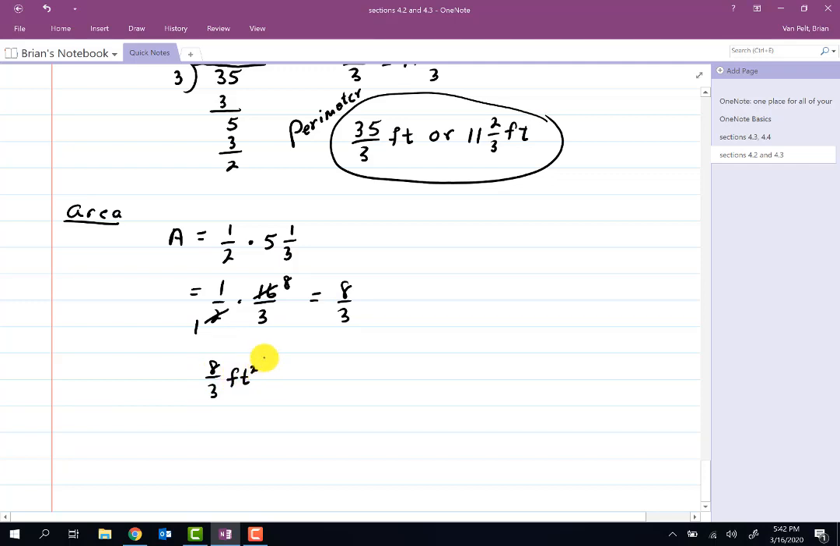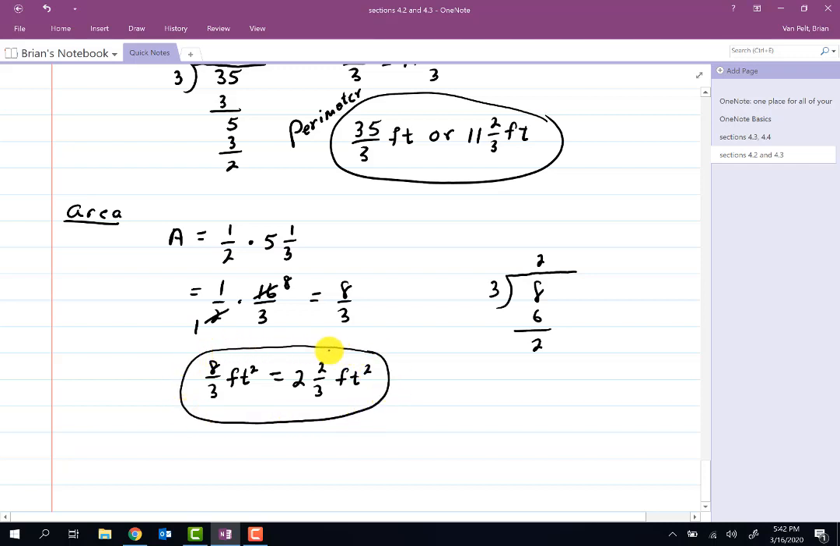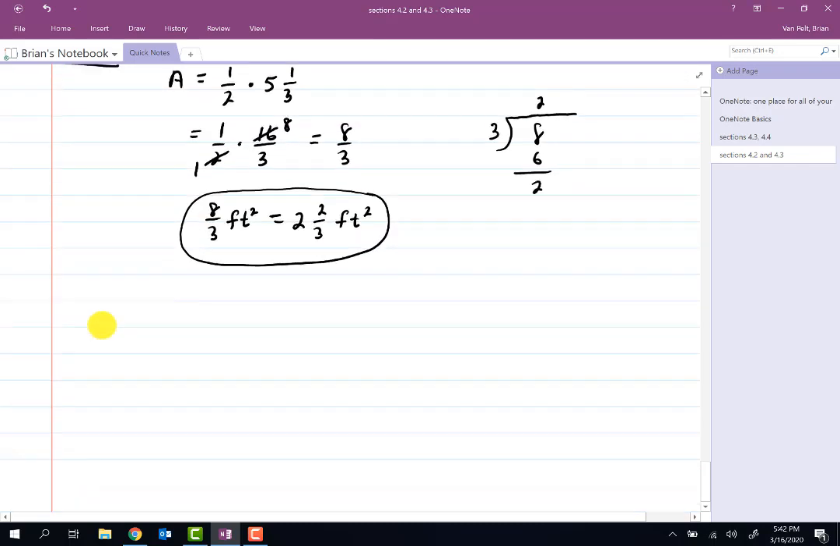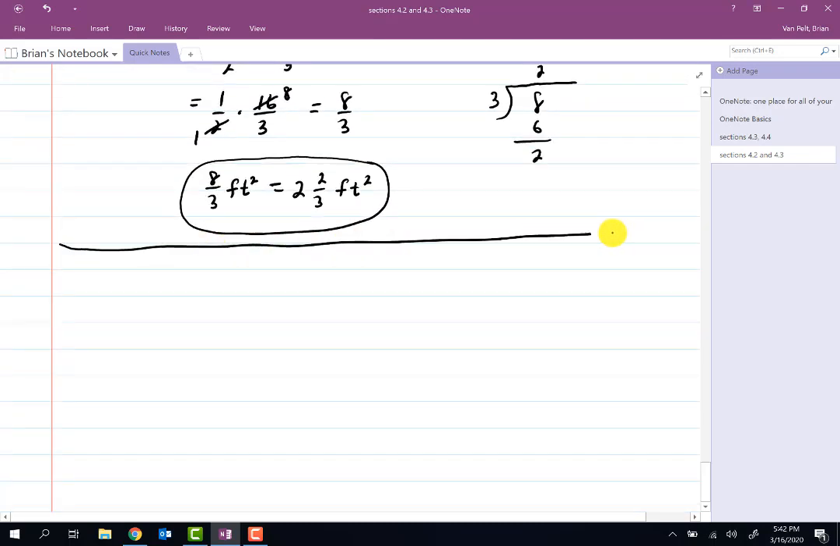However, if I should want to write that as a mixed number, do the same thing as I did before. 3 goes into 8 twice, with a remainder of 2. So we have 2 2/3 square feet as well. So either one of these answers should do. I personally wouldn't care, but your teacher may want you to write those things down.